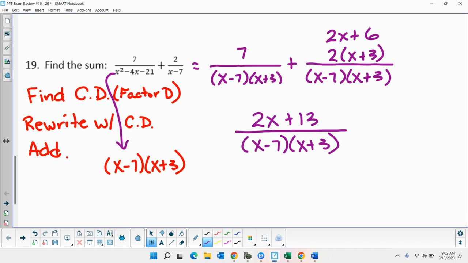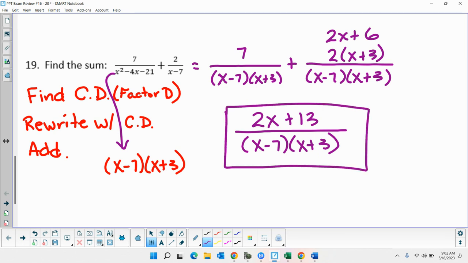Now you can try to factor the numerator to see if you can simplify. Is there any GCF for the top? Is it a difference of squares or anything like that? No, so we're done. Can't factor the numerator, so you can't simplify that fraction. So we just added those. Maybe on the exam it might be a subtraction problem, but still find the common denominator, rewrite them, and then add or subtract whatever you're supposed to do, and then simplify if possible. This one wasn't possible to simplify.